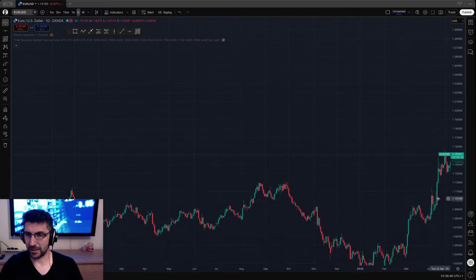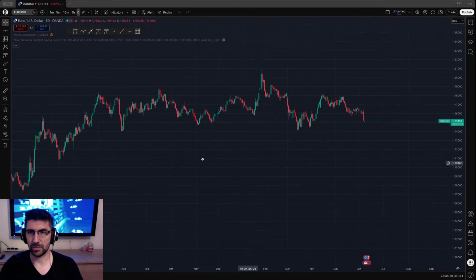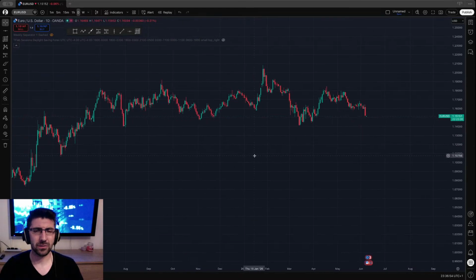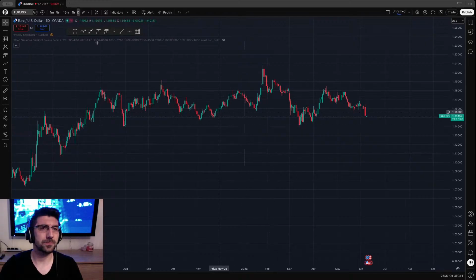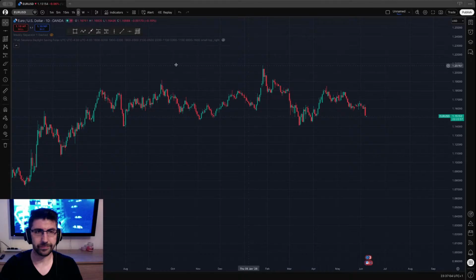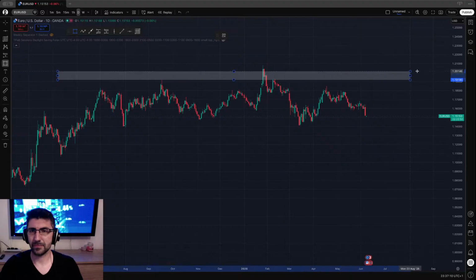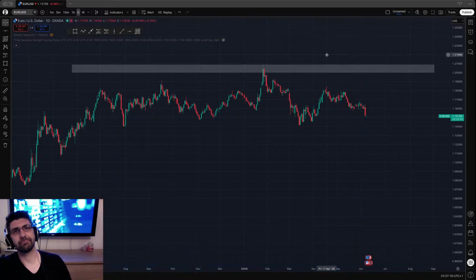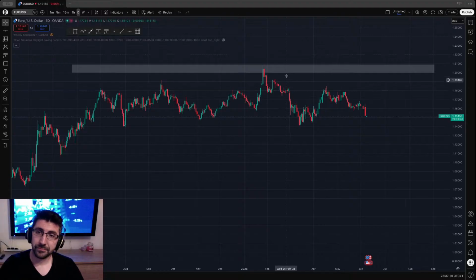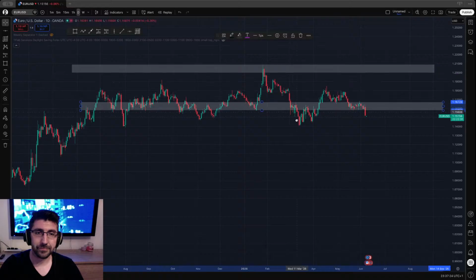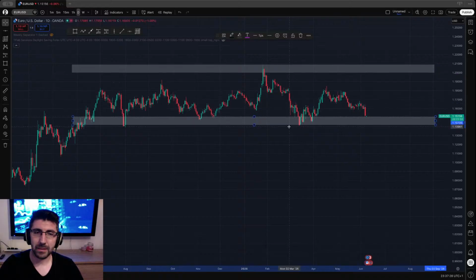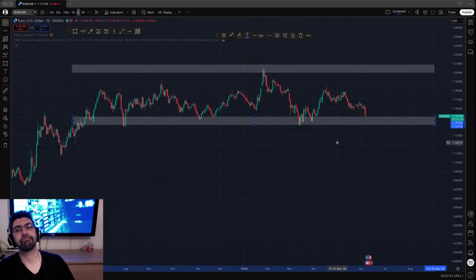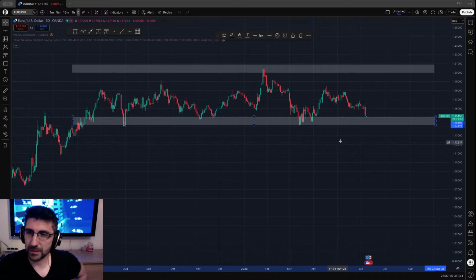So I use the daily chart for the currency pairs. It's a really, really stupid technique. It's stupidly simple, but it works. Let me show you this one. This one goes like this. That's resistance. And that's a support. Okay, easy enough.